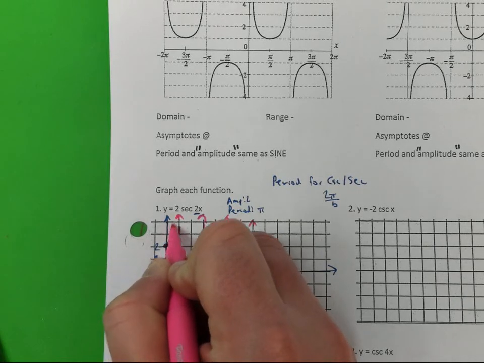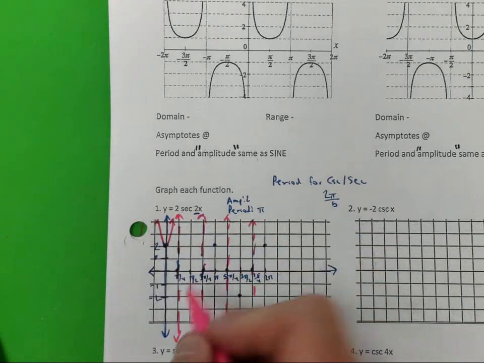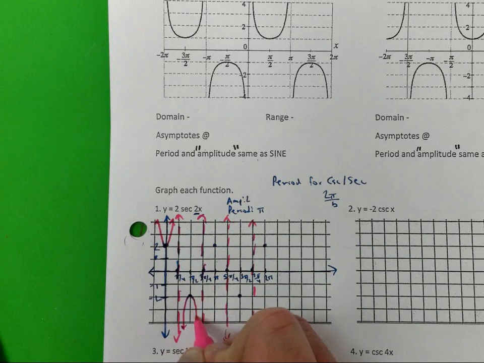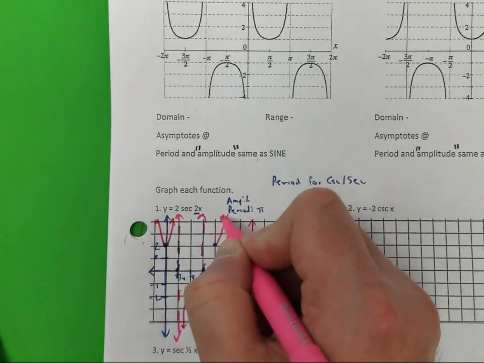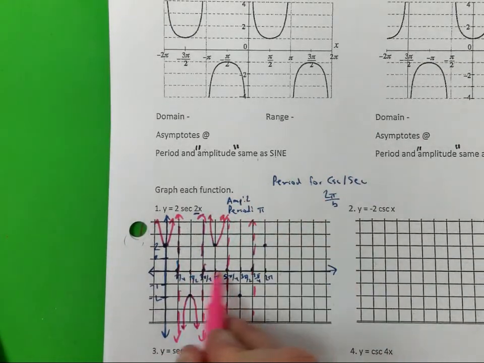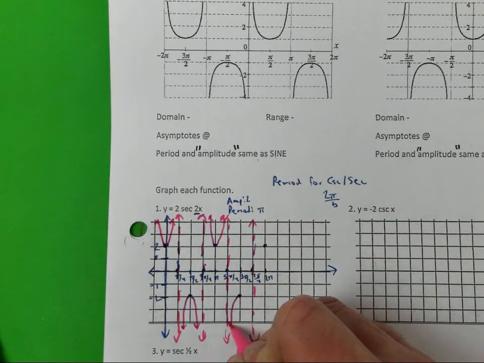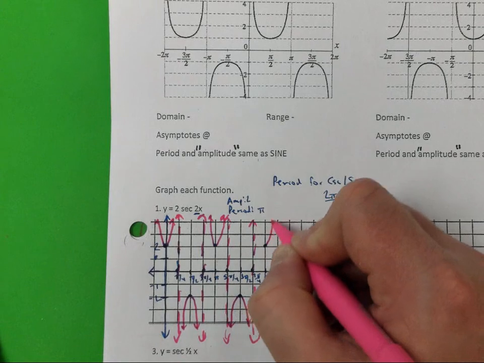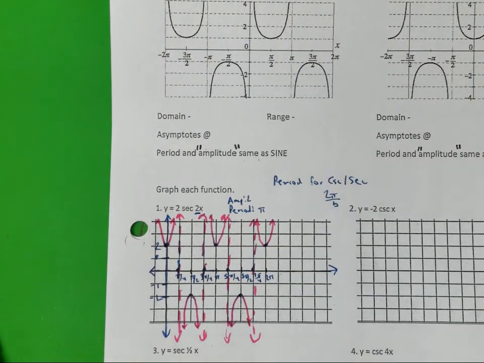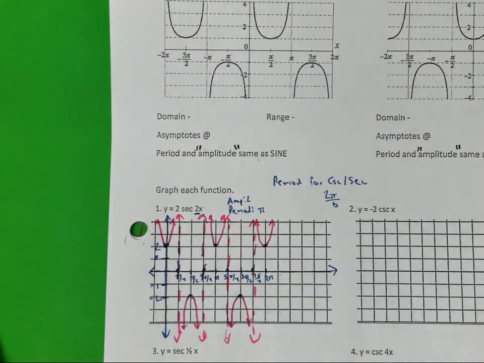Wherever there's the other point, you just draw little parabolas up, but they're not really parabolas, but they do not cross the x-axis. Okay, so here I have a dot. I'm not going up there. I'm going to go down like this. And that is my secant graph.